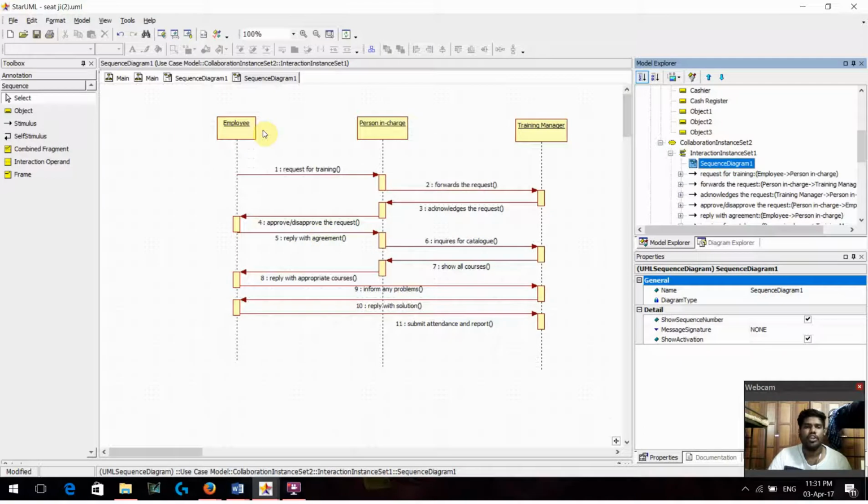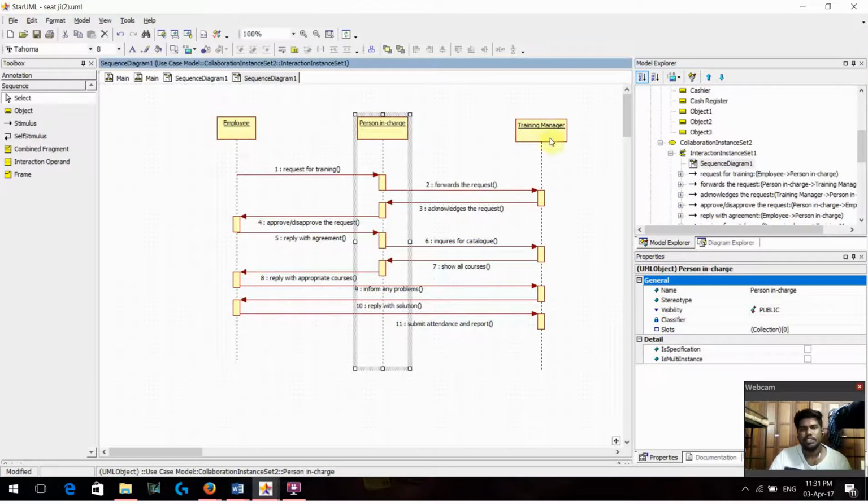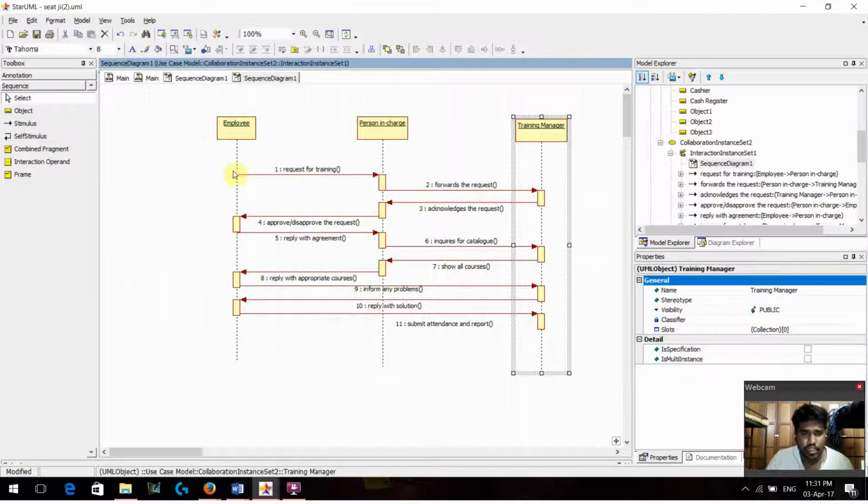Here are the three objects: the employee, the person in charge, and the training manager, and the processes which are given using the stimuli. First we have the employee. The first process is requesting for training. So the employee requests for training, and the person in charge forwards the request to the training manager. This is the second process.